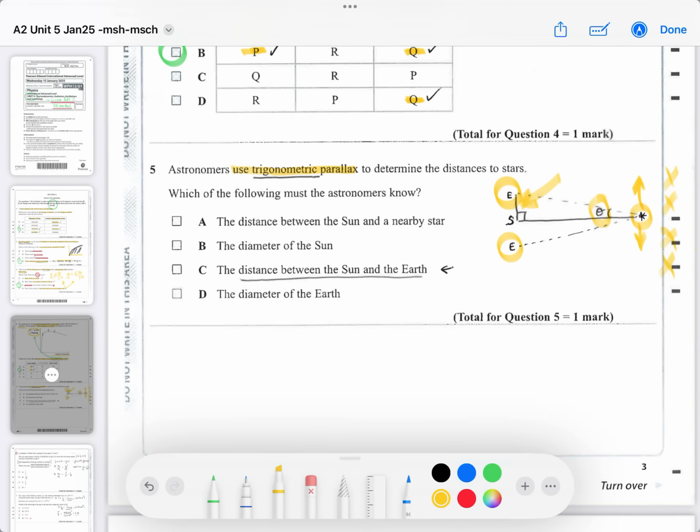So the answer is the distance between sun and a nearby star. No, we don't need to know that. You can see it's 3 right angle triangles. That's not correct. The diameter of the sun is irrelevant. What we do need to know is the distance between the sun and the Earth, which is about 148 million kilometers. We do not need to know the diameter of either of the objects. So this is just a knowledge question.